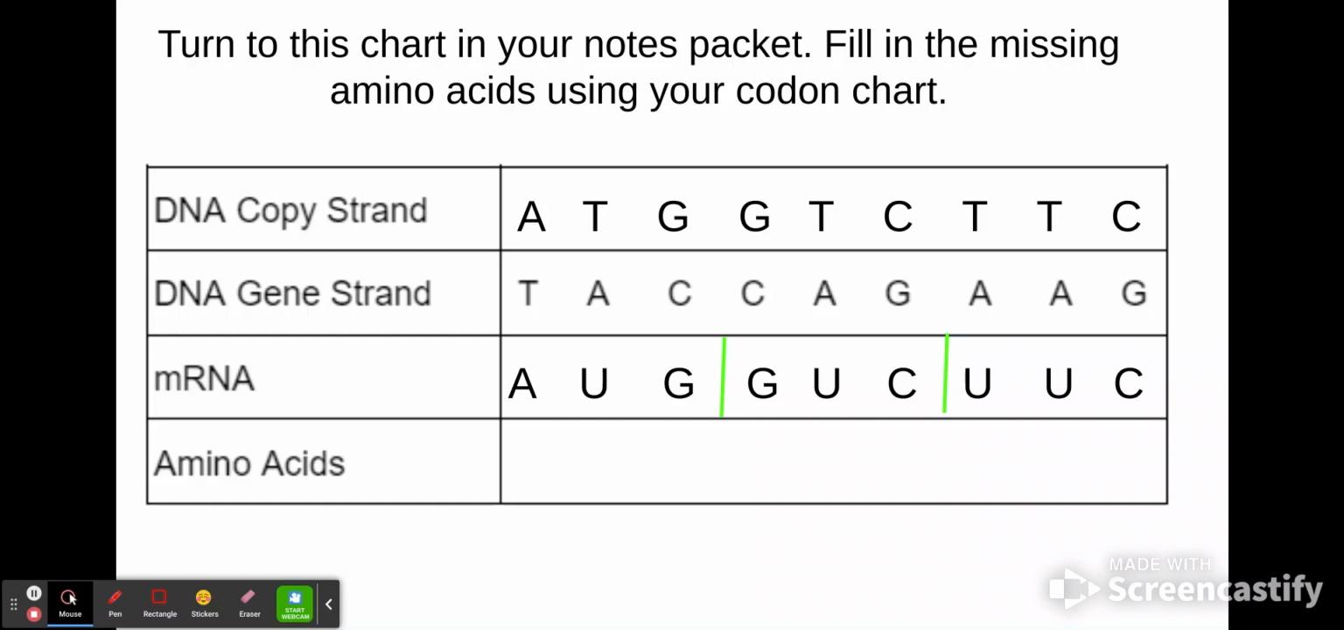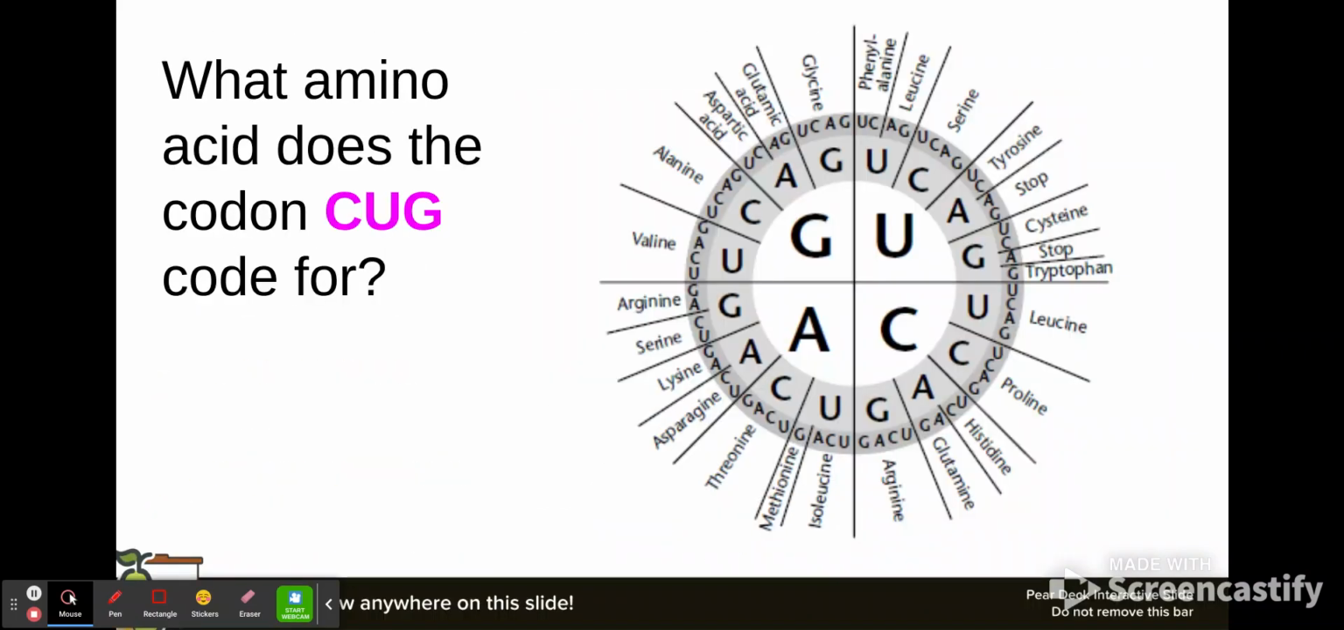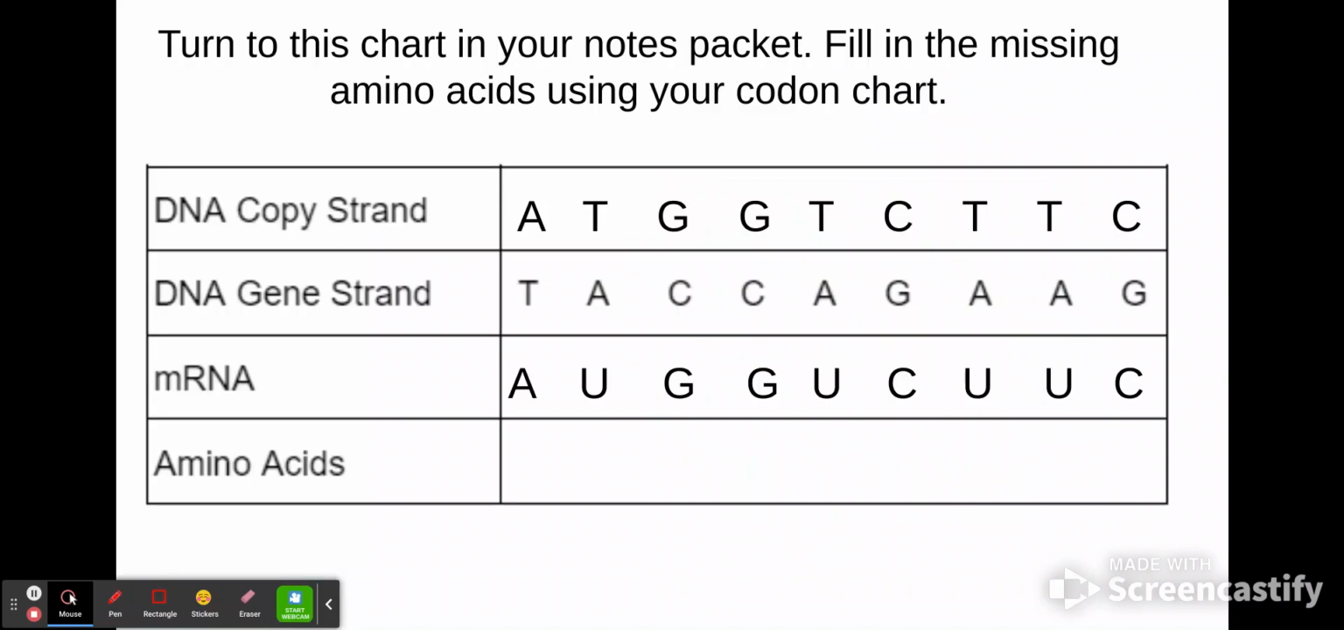Now, here's the deal. Scientists are lazy too. Notice how all of our amino acids have big, long, fancy names. Scientists abbreviate them a lot of times with the first 3 letters. So for example, methionine would be MET, and isoleucine would be ISO. So feel free to abbreviate because they're kind of annoying. So you're going to use your codon chart and fill in. You're going to put in AUG in your codon chart, see what amino acid it codes for, and write that in.